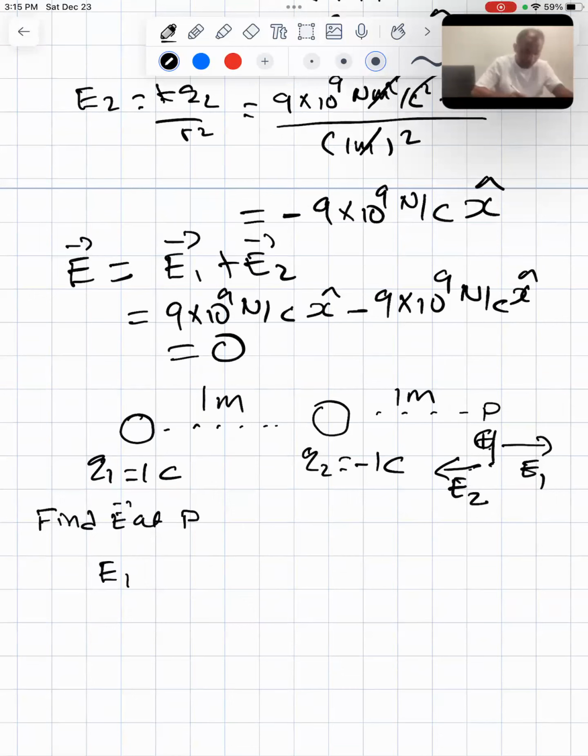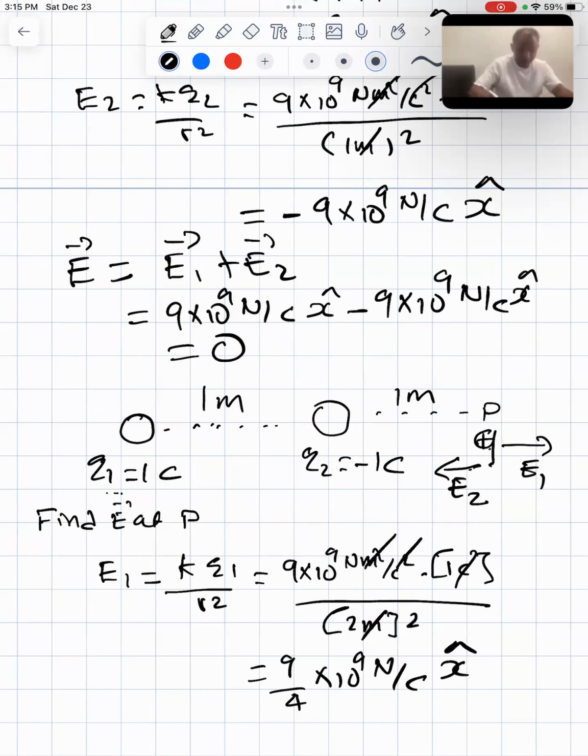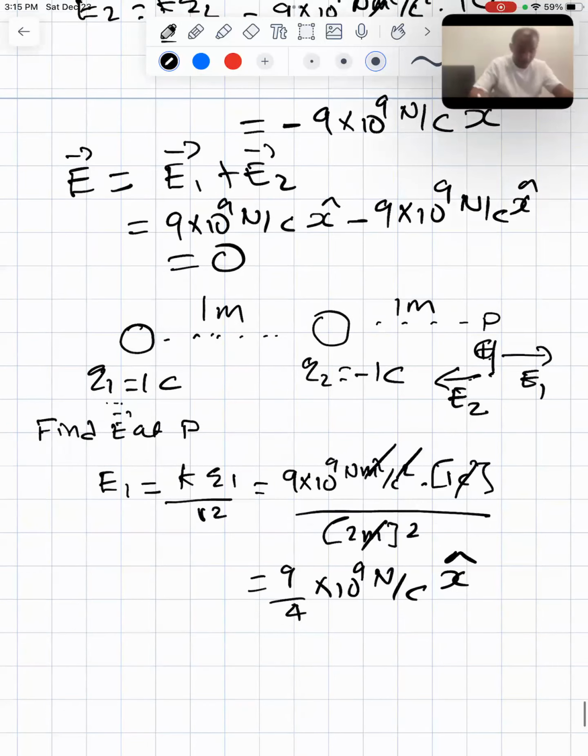So E1 is just the electric field because of charge 1. It's going to be K times Q1 over R squared. K is 9 times 10 raised to 9 newton meter squared per coulomb squared. Q1 is just one coulomb. And how far is Q1 from point P? Look, 1 meter plus 1 meter, 2 meters squared. It's going to be 9 over 4 times 10 raised to 9 newton per coulomb. Meter squared, coulomb cancels coulomb. And in the positive x-axis, because you're already taking care of the sign of E1. It is in the positive x direction.